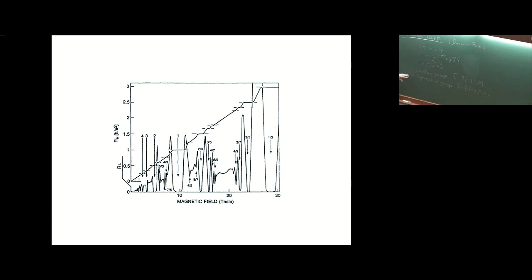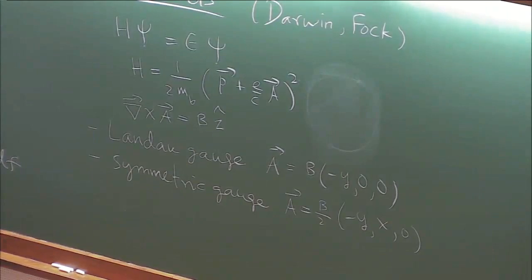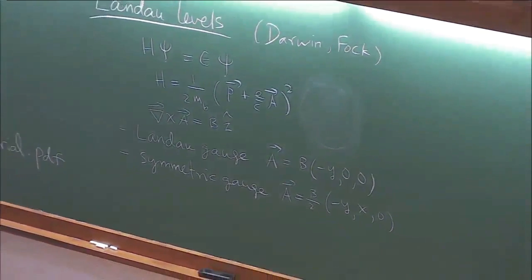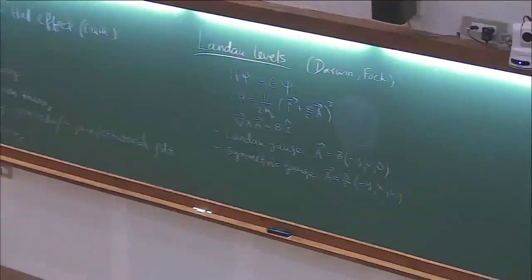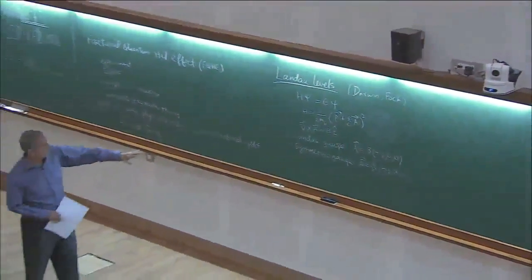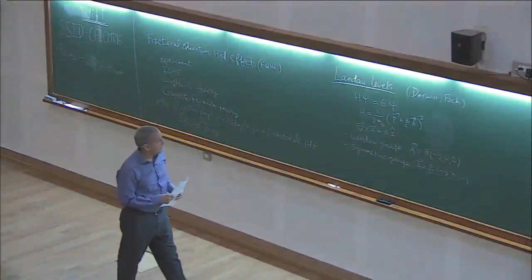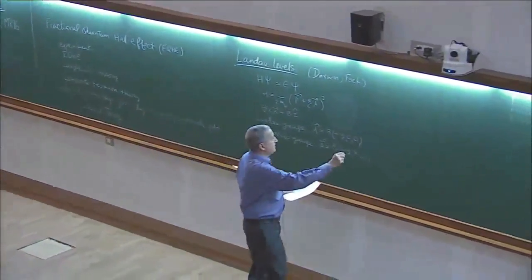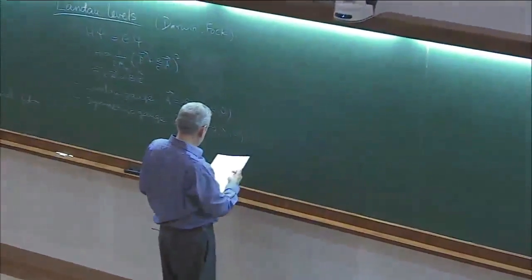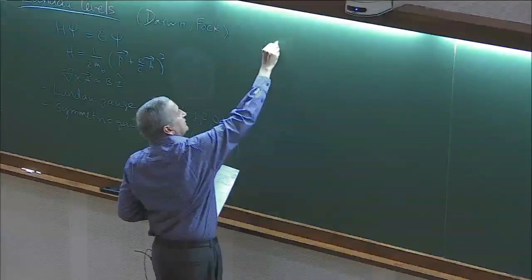So again, you should confirm that curl of A gives you magnetic field pointing in the Z direction. Why we are working with these 2 gauges will become clear as we go on, but let's quickly see what these 2 gauges do. So let's first work with Landau gauge.